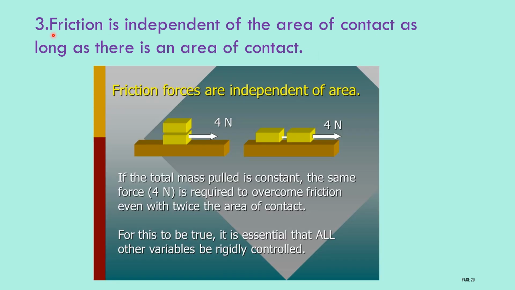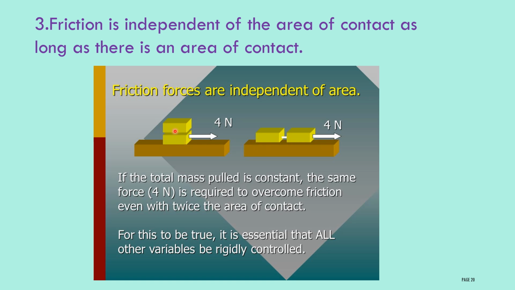Third law of friction. Friction is independent of the area of contact as long as there is an area of contact. Frictional force is independent of area. Let us discuss with an example. Consider two cubes placed one above the other on the floor. Then consider the same cubes placed next to each other on the floor.